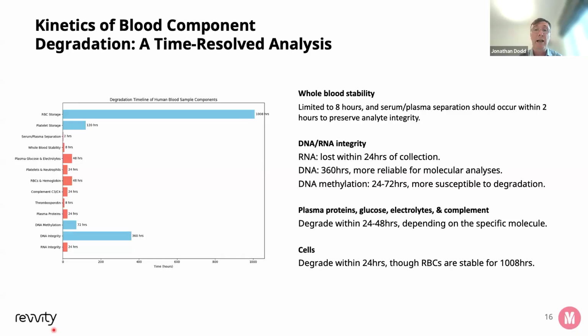Plasma proteins and critical metabolites such as glucose typically degrade within 24 hours, maybe up to 48, depending upon the specific molecule. But essentially, because of these significant changes in the biochemistry of the blood sample in the first 24 hours, the cellular components begin to show significant signs of change within that same time period.